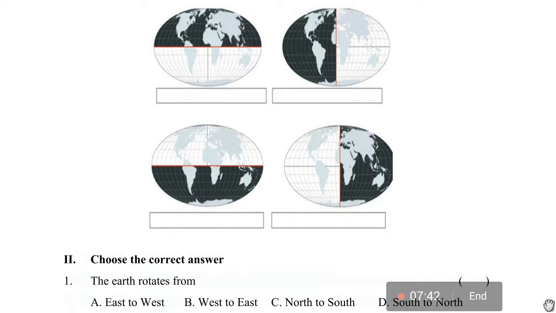There are four hemispheres: northern hemisphere, western hemisphere, southern hemisphere, and eastern hemisphere. India is located in the northern hemisphere and the eastern hemisphere.